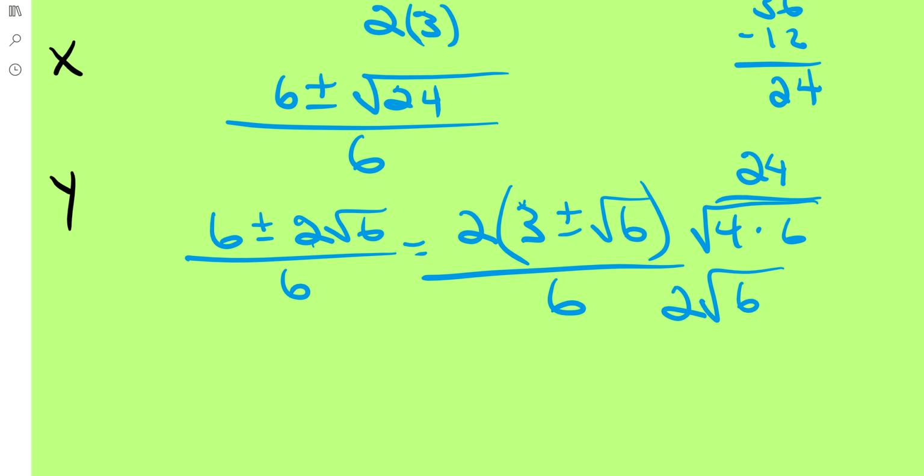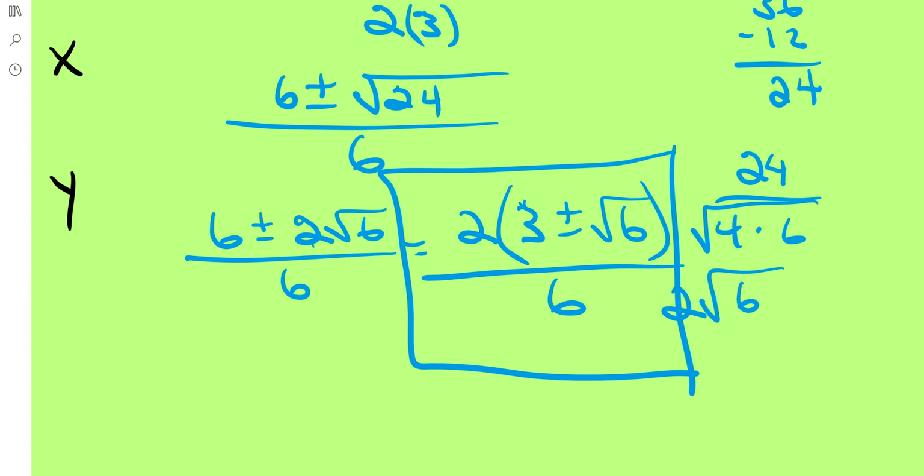And then that allows me to simplify the 2 and the 6 since they're factors. 2 goes into 2 once, 2 goes into 6 3 times. So I've got two numbers for the x-intercepts, which is going to be 3 plus or minus the square root of 6. Okay?